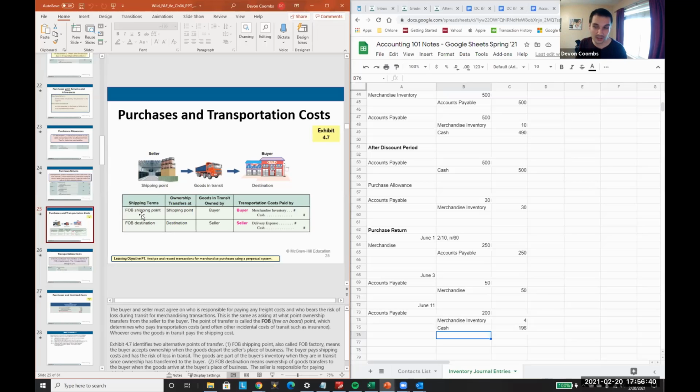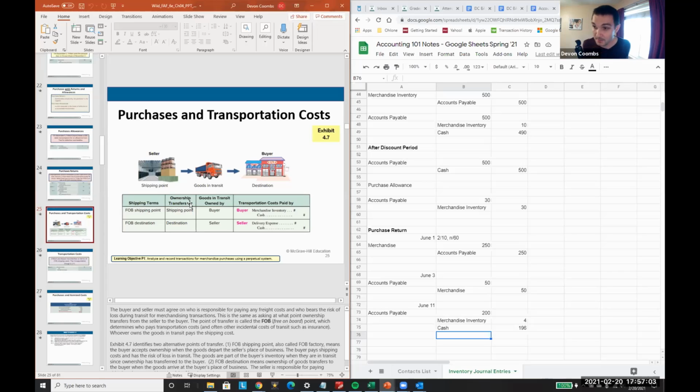And so the question is, who pays the delivery costs? Who pays the delivery costs is based on what's called freight on board shipping point versus freight on board destination. That's what FOB stands for. So the question is, when do we own the goods? Do we own them at the point of shipping or at the point of destination?